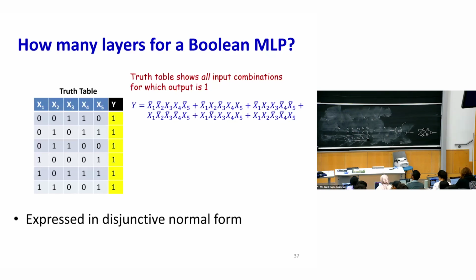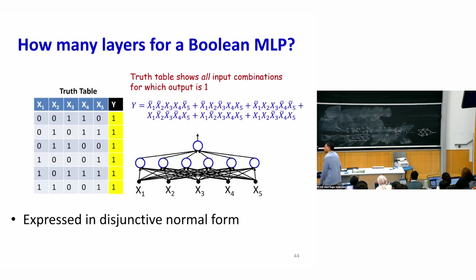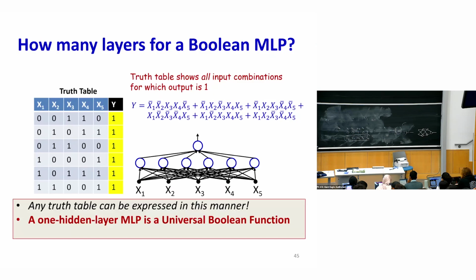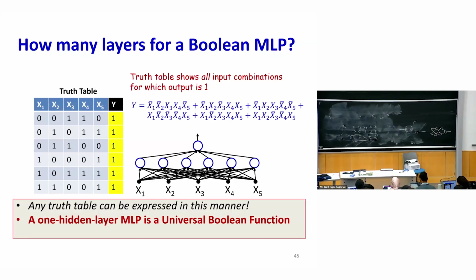If I want to do this with a neural network, how many hidden layers will it need? It's going to need one perceptron for the first clause, second for the second, third for the third, fourth for the fourth, and then I OR the lot. So a multi-layer perceptron with just one hidden layer can compute any Boolean function. So this is great, right? They are not only universal Boolean functions, you can do it with just one hidden layer.